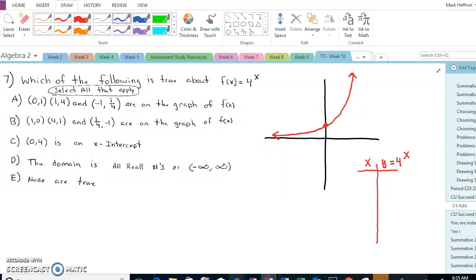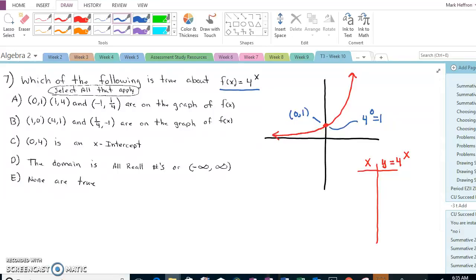We've been asked about the exponential function f of x equals 4 to the x. I've sketched out any exponential function, just a general one, and of course 4 to the 0 power will equal 1, so we know this is the point (0, 1). When we look at the answer choices, they asked us about some other points, so I'm just going to make a table.